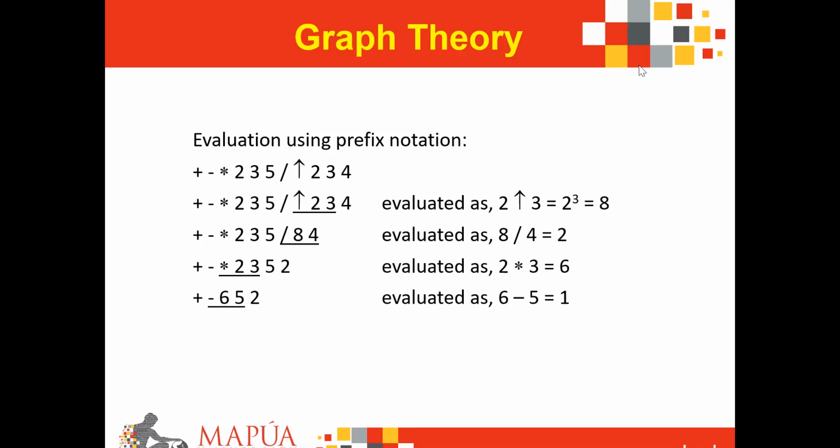6 minus 5, having a difference of 1. And finally, if you replace that with 1, the last operator involved is simply addition, adding the two elements, 1 and 2, giving you a corresponding sum of 3. So the final answer here is 3.